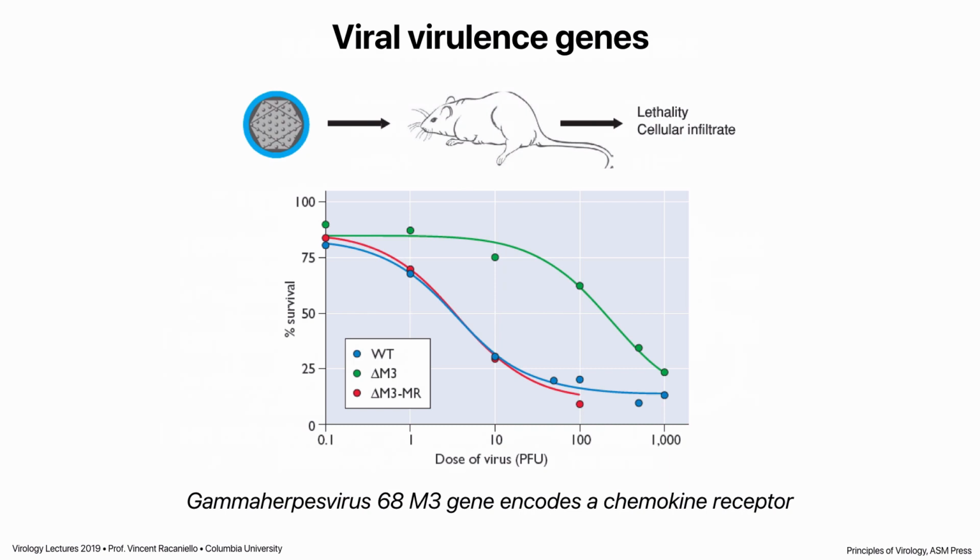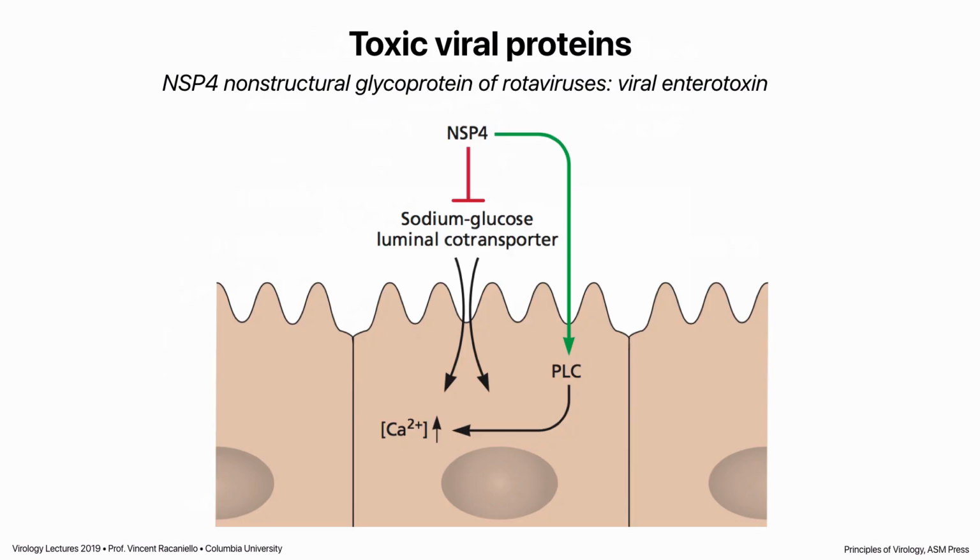And so that's this one, delta M3 MR. MR stands for marker rescue. It's an old term which just means we're going to put the gene back in that we took out. And that virus looks just like wild type here. That's the red curve. So we're pretty sure that the effect, the attenuation, by removing this gene is due to that and not something else. So that's an immune antagonist showing how removing it decreases the virulence of the virus.